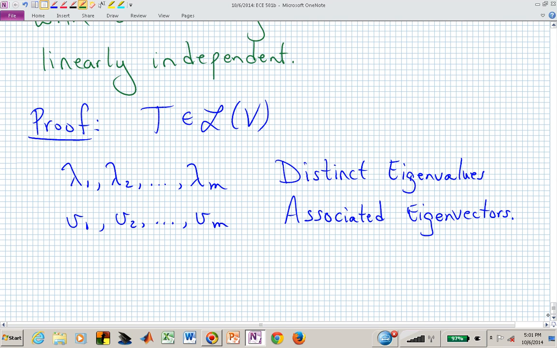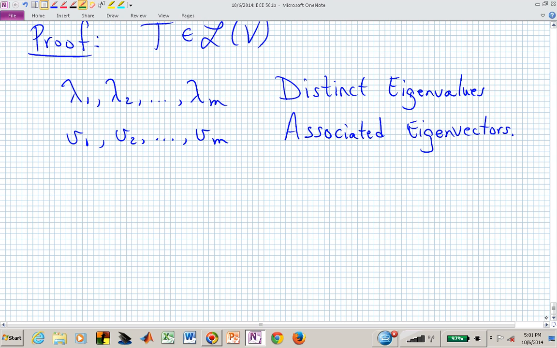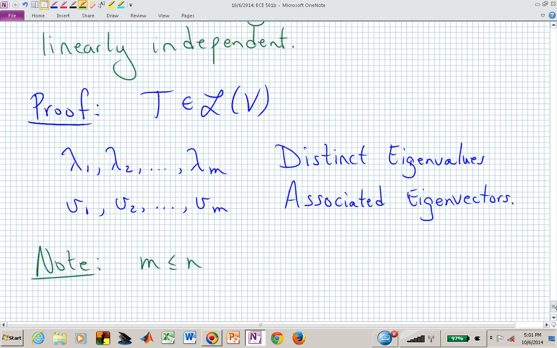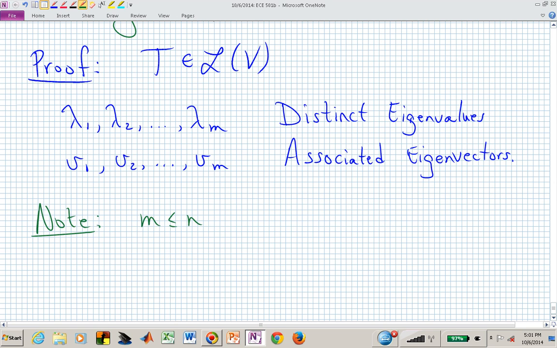And just to keep track of things, although it really wasn't stated in the theorem, I don't believe, was it? No. The dimension of our vector space, we're assuming it's finite. M can be less than or equal to the dimension of our vector space. So M is less than or equal to N, where this is now, let's just go ahead and define that to be the dimension of our vector space V.